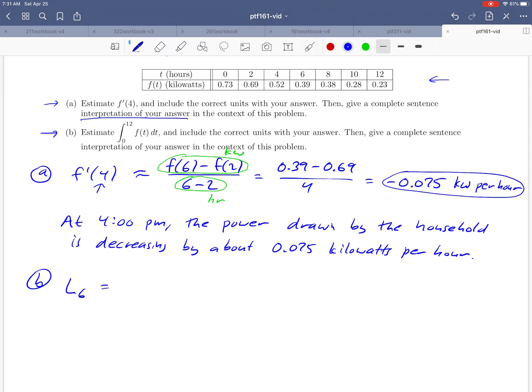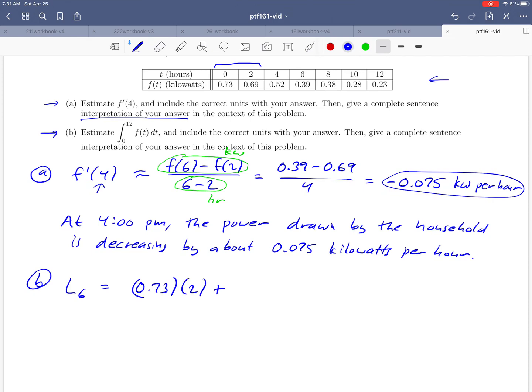Okay, so we're taking the interval from 0 to 12 and dividing it into 6 equal pieces of width 2. If we want to do a left sum, we're interested in the output values at the left-hand endpoint. So our first entry would be 0.73 times the width of the first subinterval, 0 to 2. So we're taking that times 2.